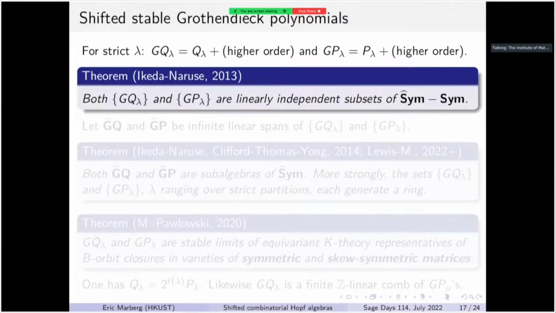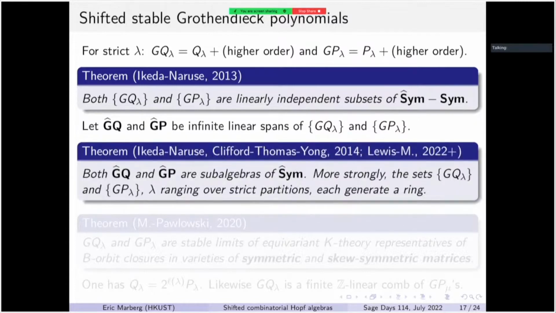Ikeda and Naruse are the ones who first introduced this definition of this formula, and they showed that, as lambda ranges over all strict partitions, these are linearly independent symmetric functions. So we're going to let GQ and GP be the infinite linear spans of these two sets of functions. And then it turns out that these two spaces are both subalgebras of symmetric functions. So they're proper subalgebras.